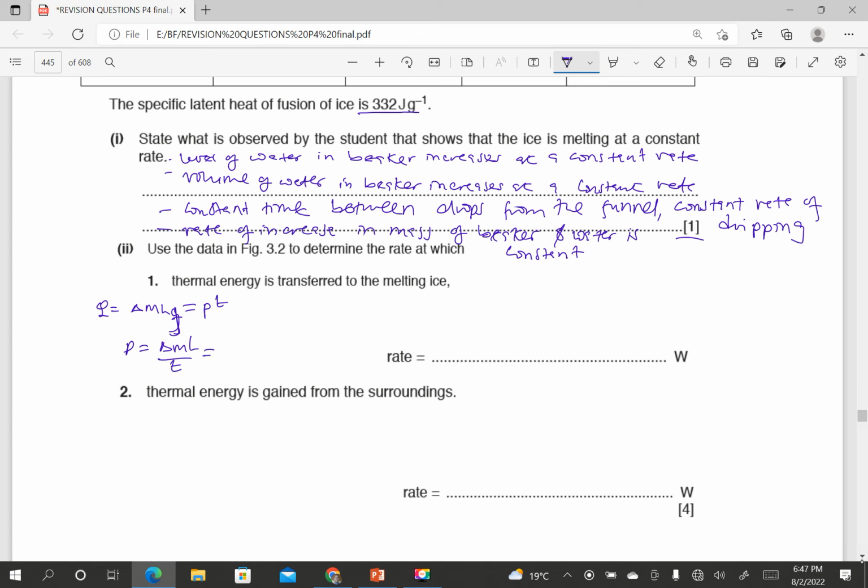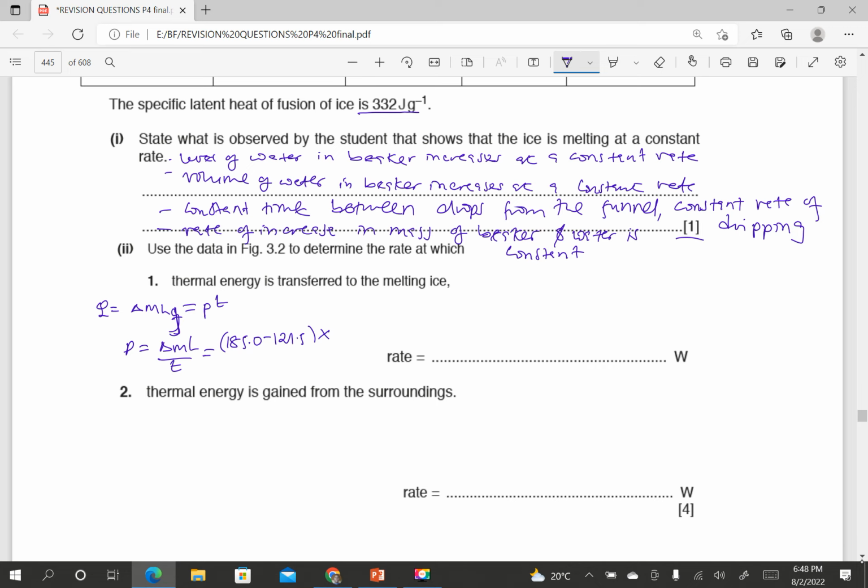So this is going to be the difference in the mass. The initial mass of the beaker plus water is 121.5. The final mass of the beaker plus water is 185. So there is a difference. The change in mass, or the ice which has melted, is going to be 185.0 minus 121.5. That is the ice which has melted, times the specific latent heat of fusion, which is 3.